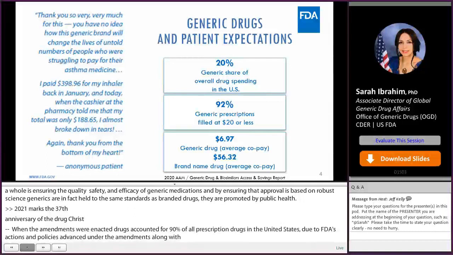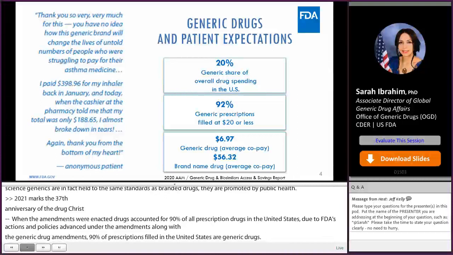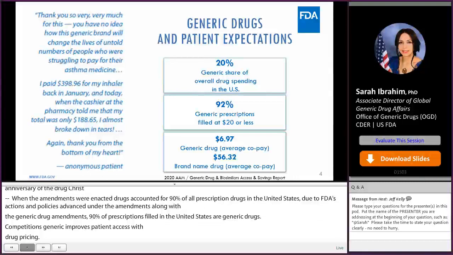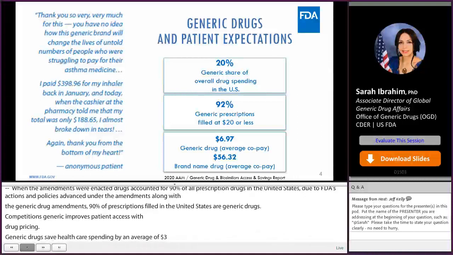Through competition, generics improve patient access with significant reduction in drug pricing. Currently, brand name drugs represent only 10% of prescriptions in the United States, but stand at around 80% of drug spending, while the other 90% of prescriptions in the United States are dispensed using generic drugs. Generic drugs save healthcare spending by an average of $3 billion. In fact, when both brand and generic versions are prescribed and are both available, the generic is chosen about 97% of the time. This is particularly attributed to reduction in out-of-pocket spending.